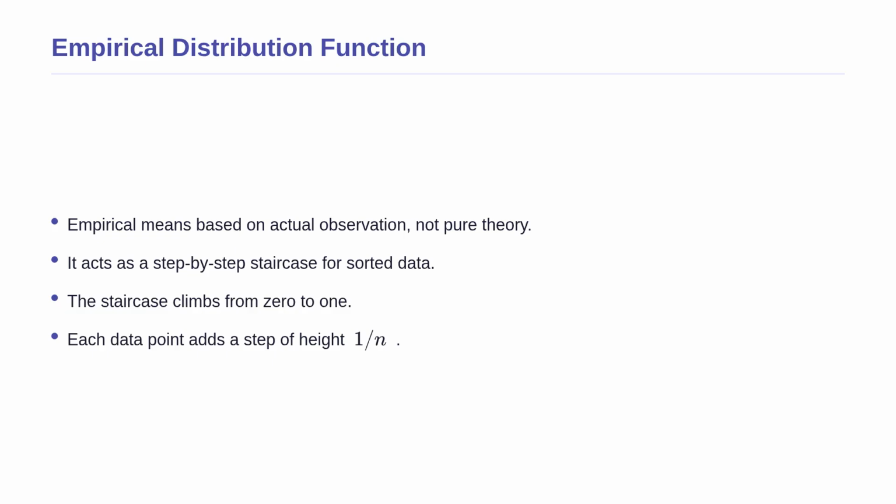Before we can find that maximum disagreement, we need to build a curve from our actual data. We call this the empirical distribution function. The word empirical just means it is based on actual observation rather than pure theory. Think of this function as a step-by-step staircase. As we move through our sorted data points from smallest to largest, we take a step up every time we pass a data point. This staircase climbs from 0 to 1, giving us a perfect visual representation of how our actual data accumulates over time or space.